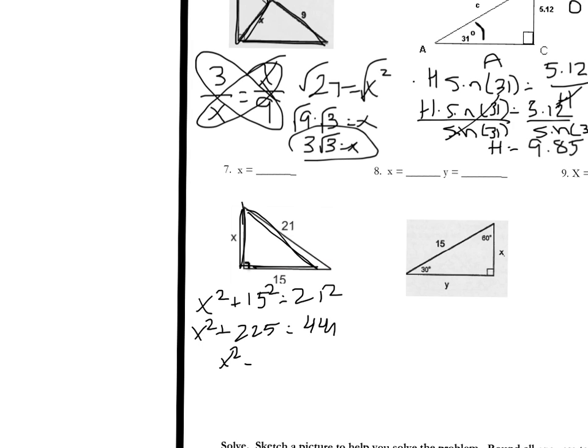So I get x squared, and I'm going to subtract 225 from both sides. That's 216. Square root both sides. X equals, let's take a square root here. Ooh, it doesn't work out, so we need to find a perfect square that's a factor of 216. And let's divide by 4.